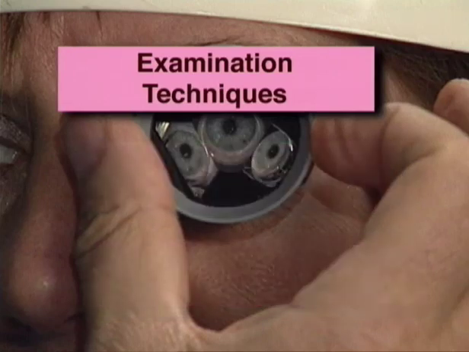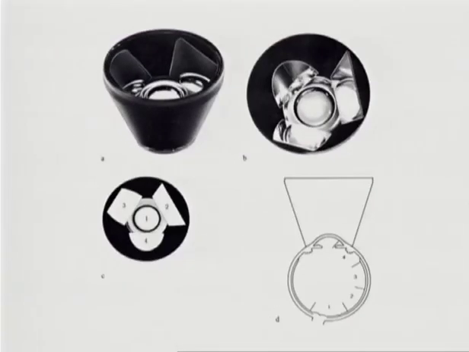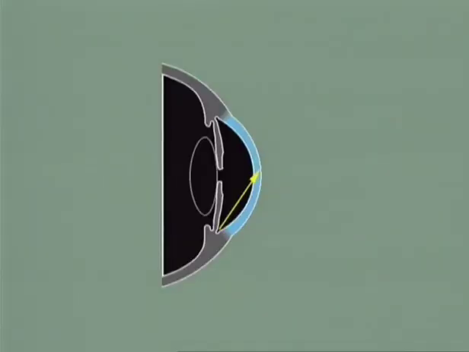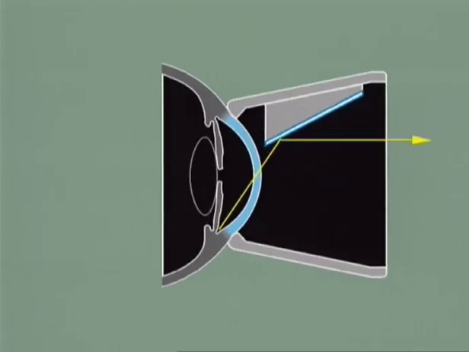Examination techniques. An exact examination of the chamber angle requires the aid of auxiliary optical devices. This is because the optical rays deriving from the angle are totally reflected at the interface between tear film and outside air. The way to eliminate this total reflection is by using contact glasses which alter the shape of the tear film air interface. And to direct the rays towards the observer, these contact glasses need mirrors.